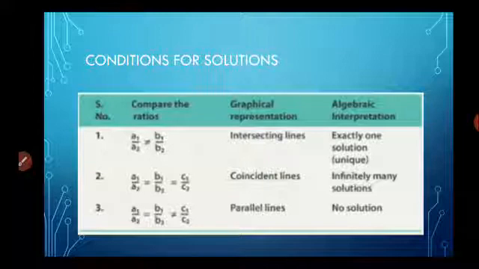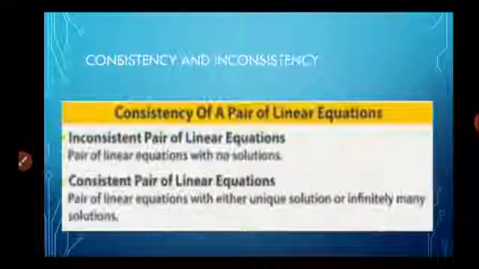One thing we have to keep in our mind here: if a1 by a2 is not equal to b1 by b2, we don't have to see c1 by c2. But if a1 by a2 is equal to b1 by b2, then we have to go for c1 by c2 also, whether it is equal or not equal.